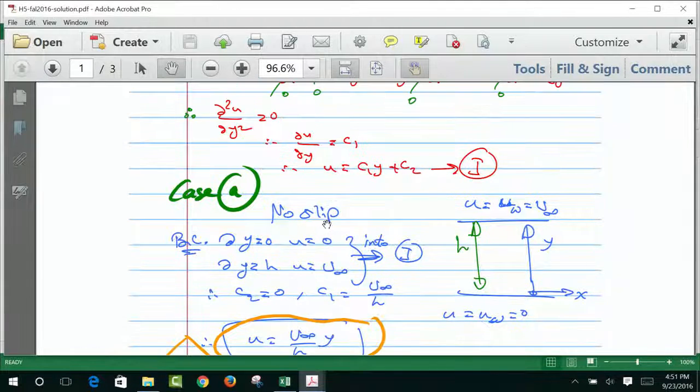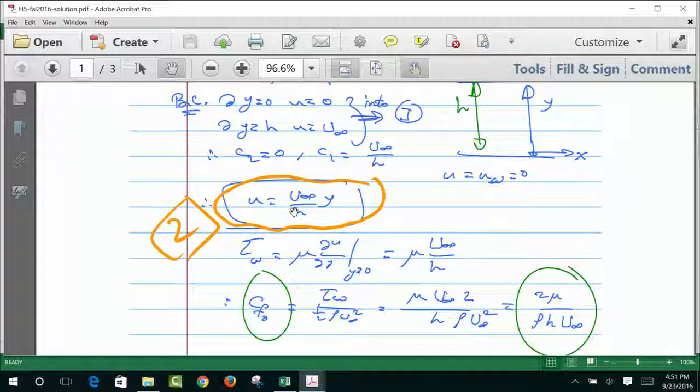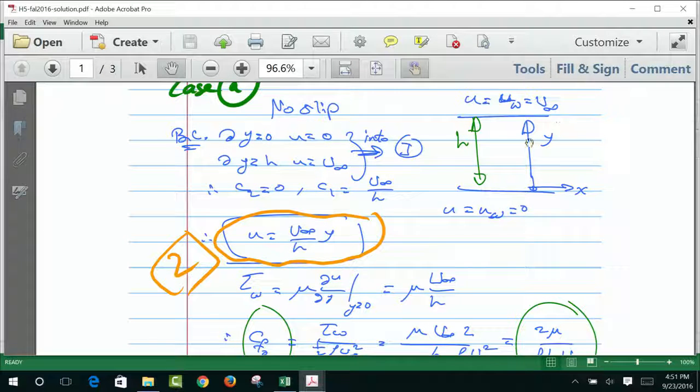Okay. So after applying C2 and C1, this one is 0 and this one is U infinity over H, here is your U. And obviously it's linear. It's like a triangle, like this. 0 here, U infinity there. That's what this is saying.